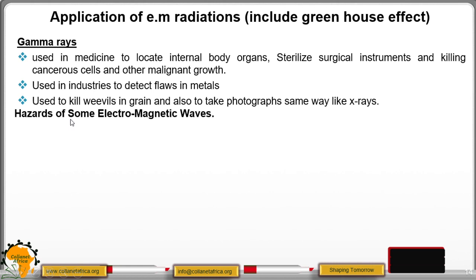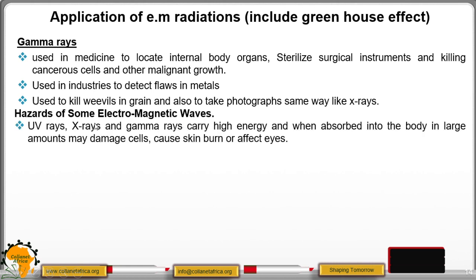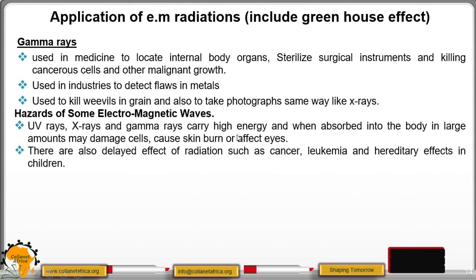Now we have some hazards or problems that are created by these electromagnetic waves. When you expose yourself to UV, that is ultraviolet, X-rays and gamma rays, you have a risk of getting cancer because they possess a lot of energy. If this energy is absorbed by your body in large amounts, it can damage the cells, cause skin burns or affect your eyes. So it is important to avoid longer exposure to these radiations. These effects also include the delayed effects of radiation such as cancer, leukemia, and hereditary effects in children.